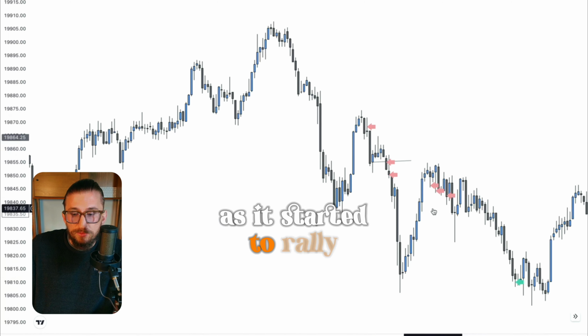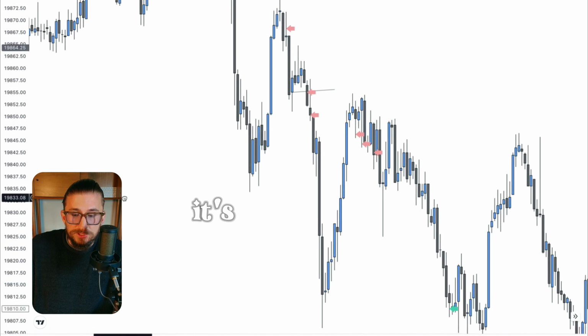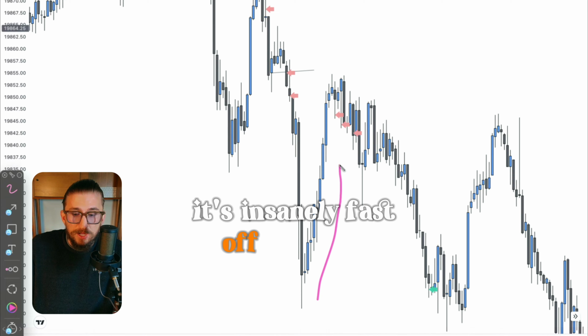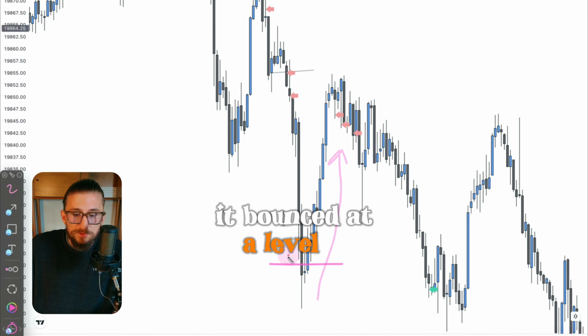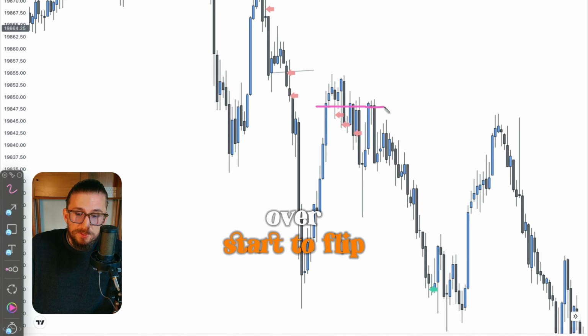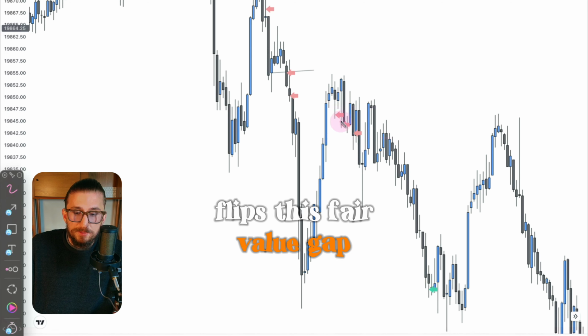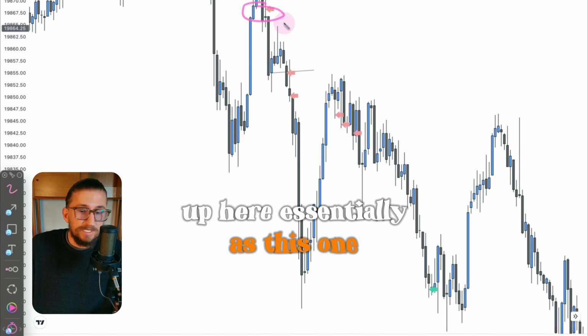So as it started to rally, what I realized is, wow, this is quite an aggressive move. It's insanely fast off the lows. It bounced at a level. If this was a long, man, I'd be done for the day. However, I see it start to flip over. I'm trying to short as it flips this fair value gap. And same idea as this one up here, essentially, right?